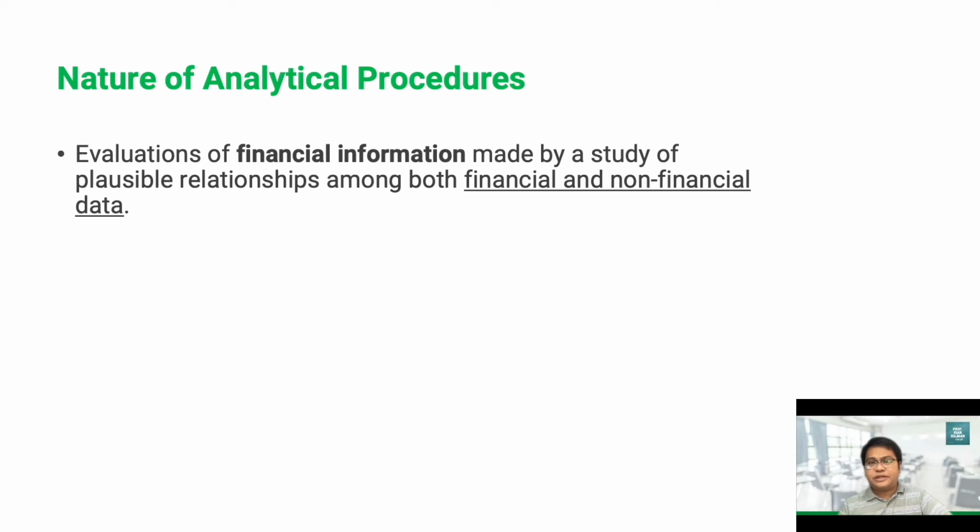Now, analytical procedures involve evaluation of financial information of our client made by study of plausible or likely relationships among both financial and non-financial data. Meaning to say, for us to understand the mechanics or the reason why that particular account or transaction arrived at that amount, we consider not only financial data, but also non-financial data. Okay? So that's what we mean by plausible relationship, that means possible relationship with both financial and non-financial data.